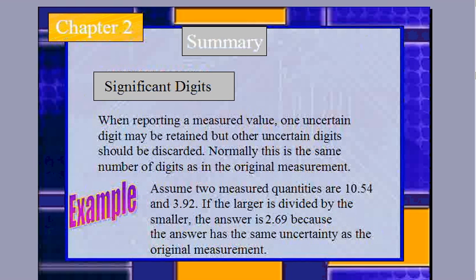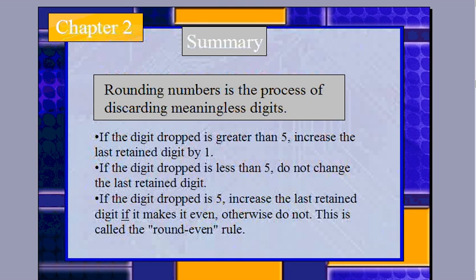Significant digits. When reporting a measured value, one uncertain digit may be retained, but other uncertain digits should be discarded. Normally, this is the same number of digits as in the original measurement. Example, assume two measured quantities are 10.54 and 3.92. If the larger is divided by the smaller, the answer is 2.69, because the answer has the same uncertainty as the original measurement.